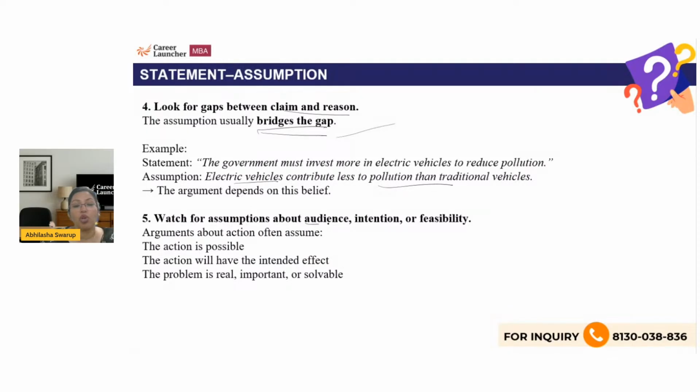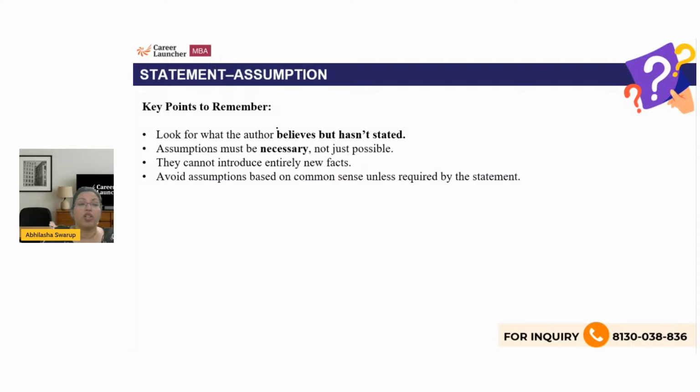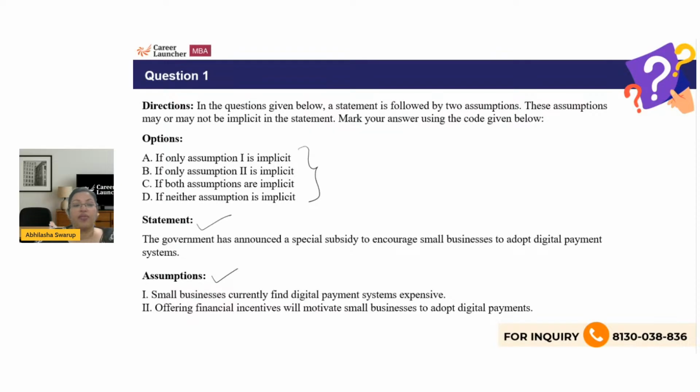Watch for assumptions about audience, intention, or feasibility. Arguments about action often assume that the action is possible, it will have an intended effect, and the problem is real, important, or solvable. All right. Look for what the author believes but has not stated. It must be necessary, not just possible. Entirely new facts cannot be included. Avoid assumptions based on common sense unless the question requires it. Okay.